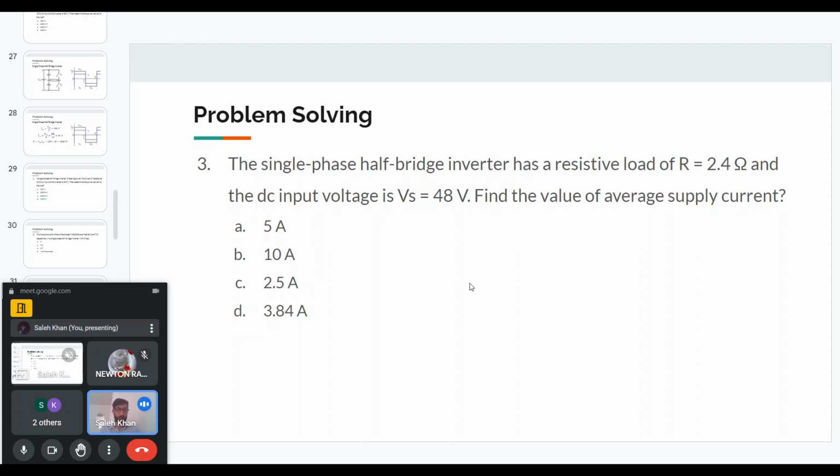This is the third question. Before we solve it, we can have a short break, and in the meanwhile you can try to answer this question. It is a single phase half bridge inverter again with resistive load. You have seen the circuit, and now the values are given. You are asked to find the average value of the supply current. We will have a short break, and at 7 p.m. we will resume. You can try to solve this question in the meantime.